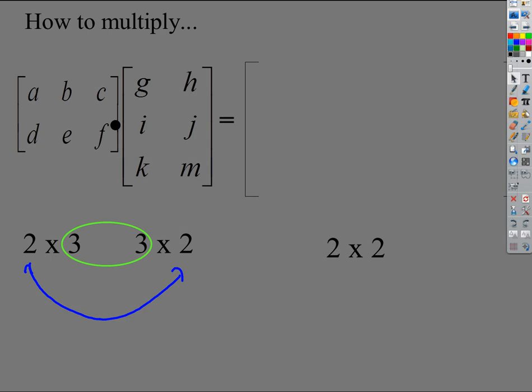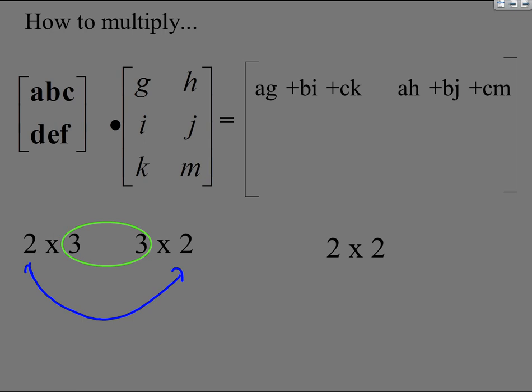Okay, so that first one, that's gonna be the superposition of row 1 and column 1. And so it's gonna look like A times G plus B times I plus C times K. Make sense? Everybody see that? Okay. Row 1, column 2 is A times H plus B times J plus C times M, right? Everybody see that? Yeah, I see that. Row 2, column 1, D times G, right? Plus E times I plus F times K. You get the idea? Yeah.